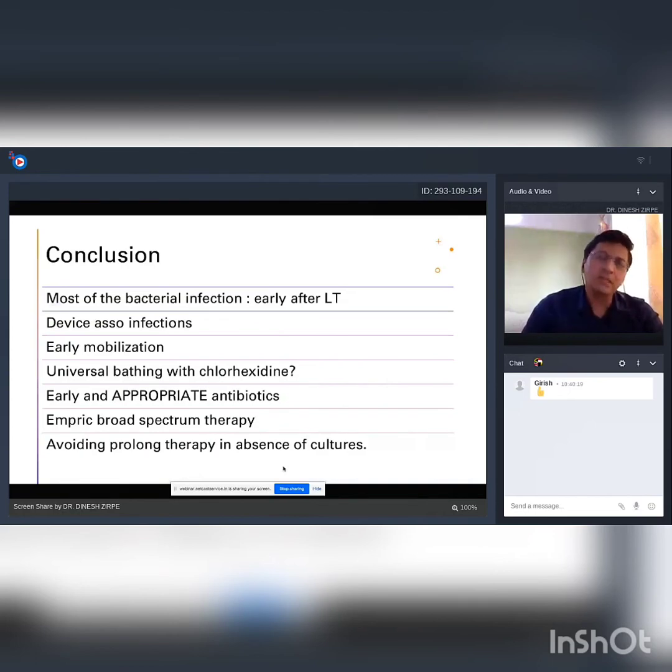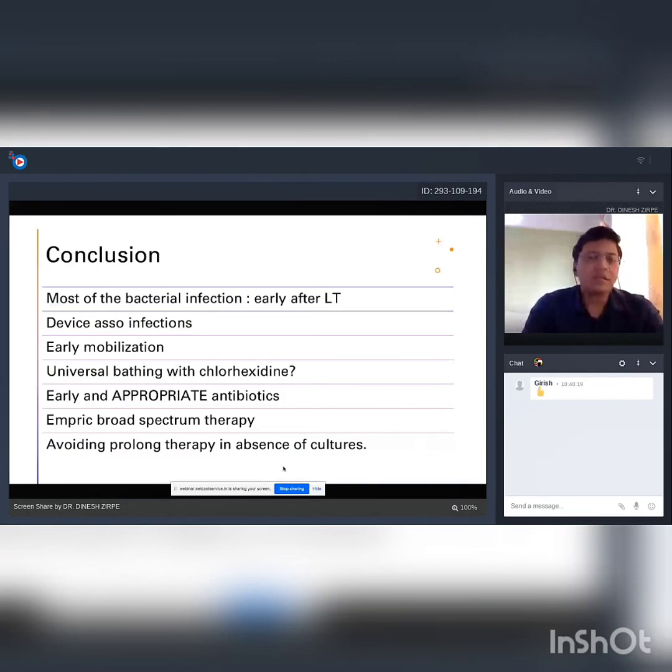Early mobilization definitely helps for multiple things, including decreased bacterial translocation and decreased pulmonary atelectasis. Universal bathing with chlorhexidine: some studies have done daily bathing of patients with chlorhexidine after the transplant, and they have shown a good benefit. But to recommend it universally, it is not at that stage now, though it is worth a try. Early and appropriate antibiotics, which is a political statement, has to be decided according to the local policies also.